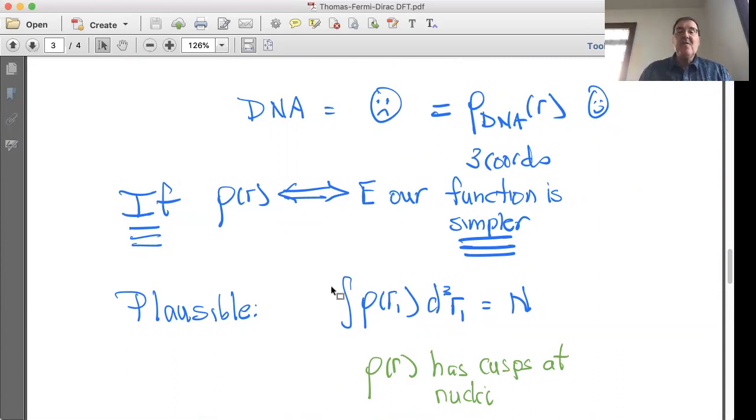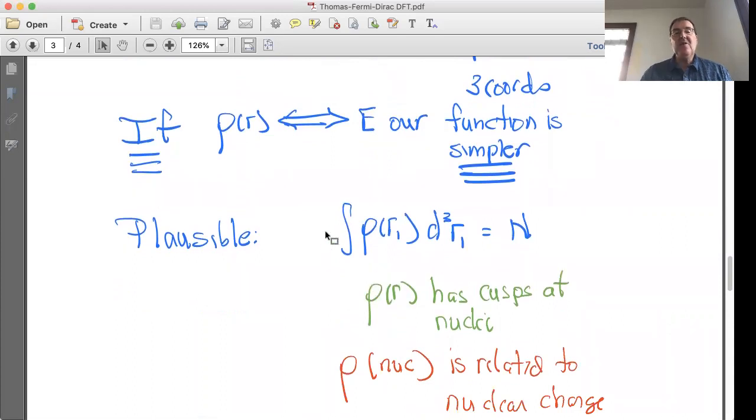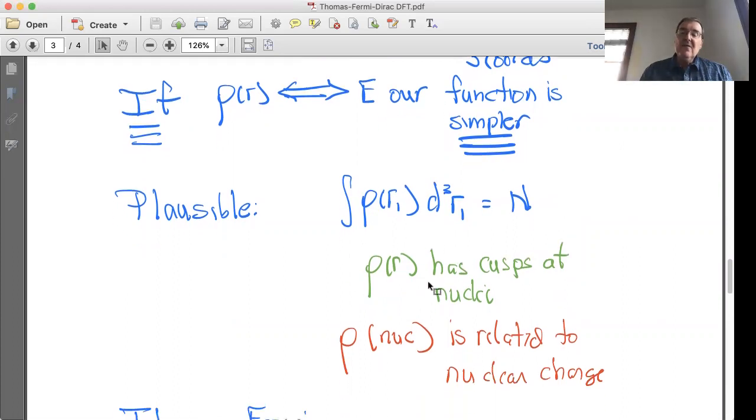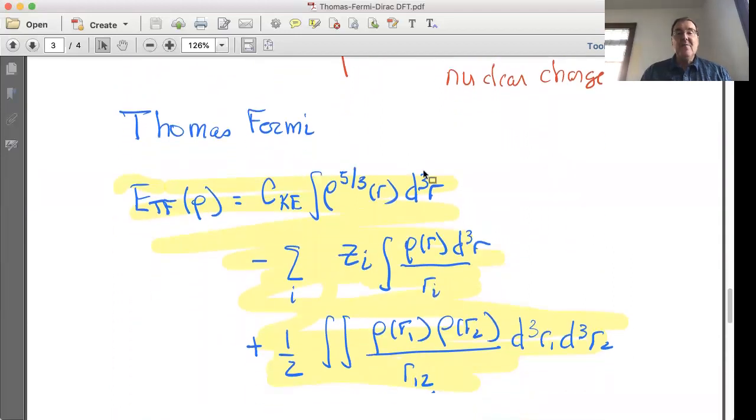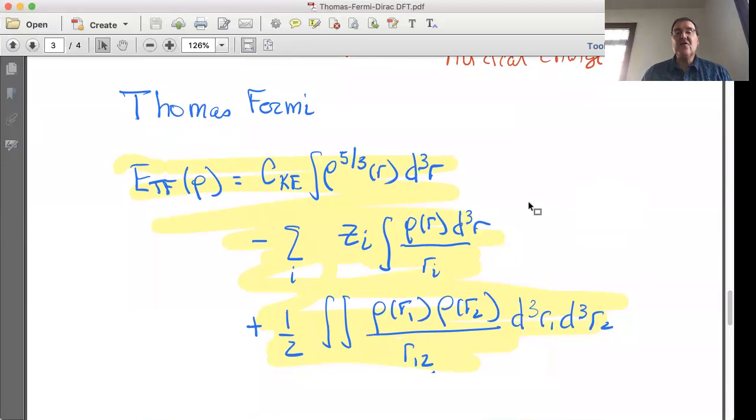Now, at the time of Thomas-Fermi-Dirac theory, that was plausible. Because what they knew is, density had to integrate out to the number of electrons, so it told me the right number of electrons. They knew that rho of r has cusps at the nucleus. So it told you where the nuclei were. And they also knew that the cusp shape at the nucleus was related to the actual nuclear charge. So you didn't just know where the nuclei were, you knew what their charges were. And so Thomas and Fermi wrote down this really simple theory. So let's just look at the pieces. This right here is just the electron density attracted to each of the nuclei.